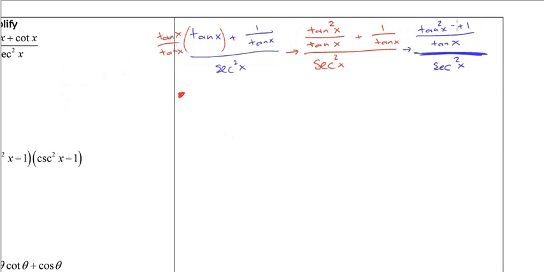So tangent squared of x plus 1. What is that equal to? And so remember we have sine of x squared plus cosine of x squared equals 1. How could we get tangent squared out of this? Okay, well, tangent squared would be sine divided by cosine. So we're going to divide everything here by cosine squared.